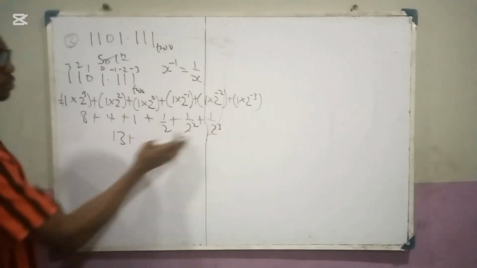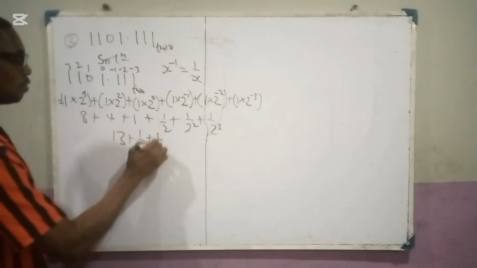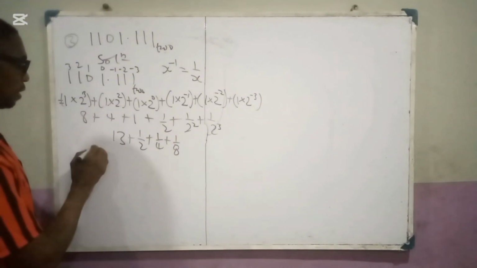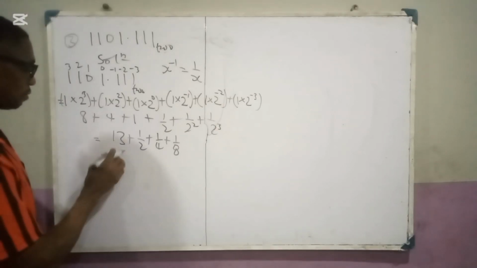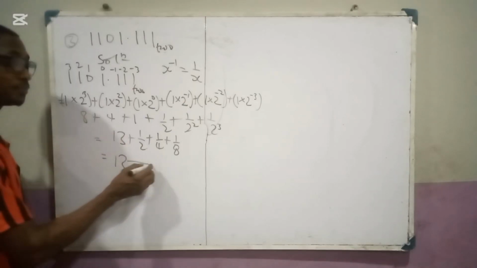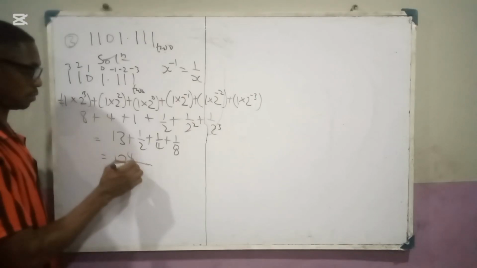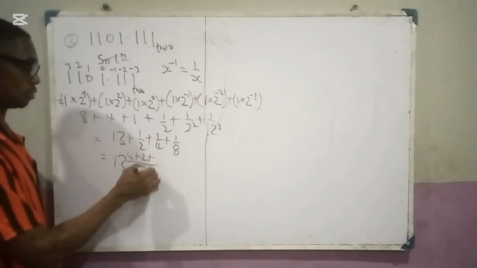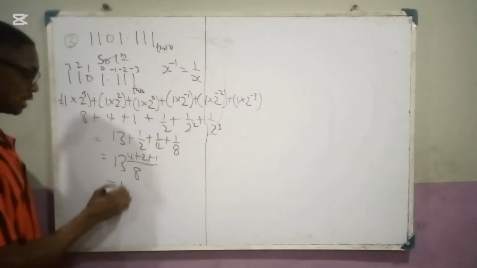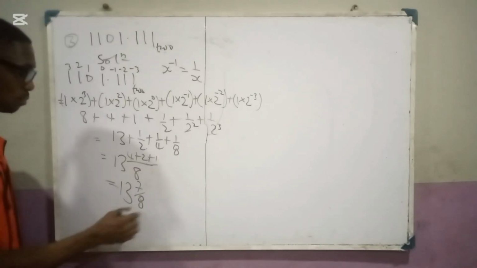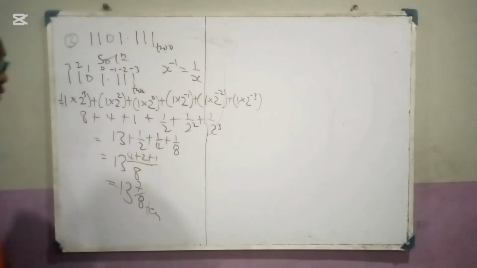Now, plus, what's the LCM here? 1 over 2 plus 1 over 4 plus 1 over 8. The LCM here is 8. So I have 13 whole number, 8 on here, 2 into 8, 4 times 1, plus 2 times 1, plus 1. Final answer will be 13 whole number, 7 over 8. You can also write this in decimal form. It's all the same thing.